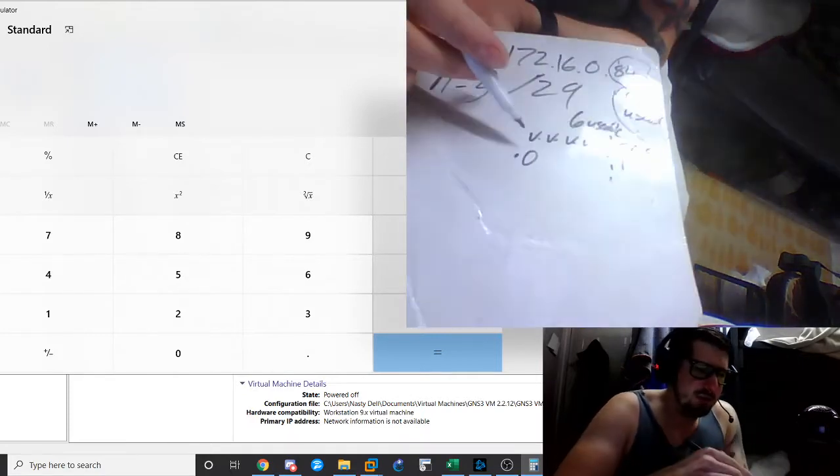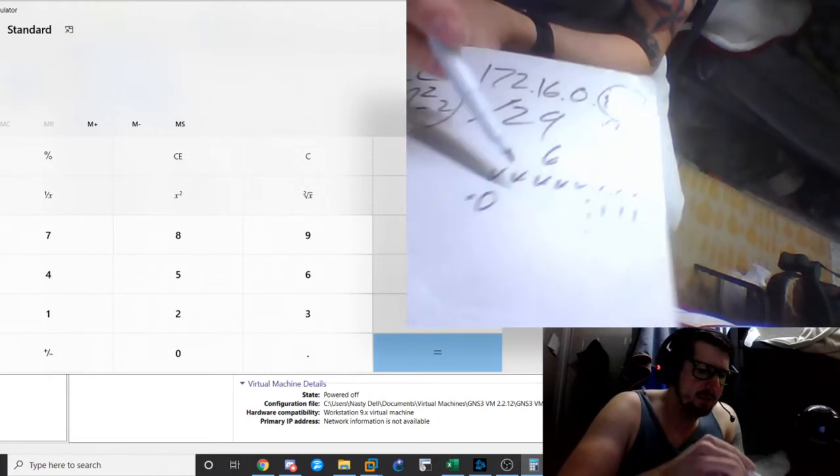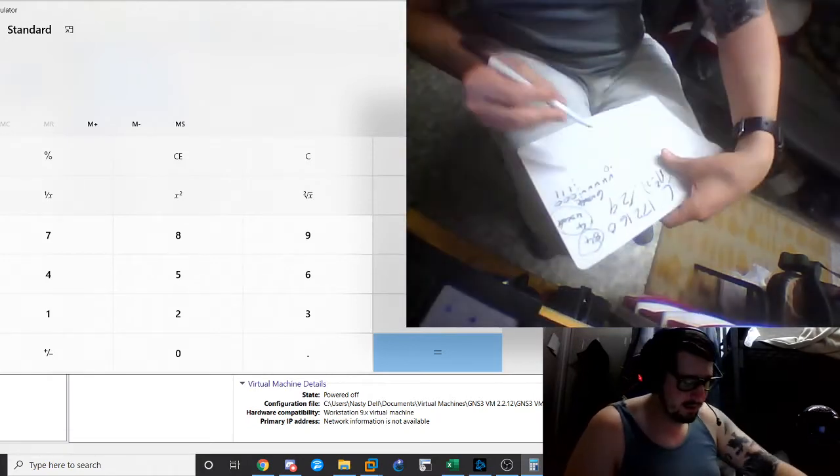So I draw a little 0 there to indicate. Now, can we subtract 64 from 84? Well, yes we can, good sir. And we're going to do that right now.